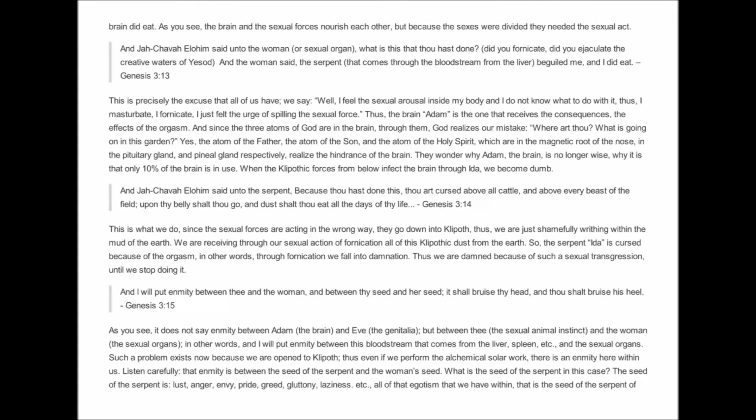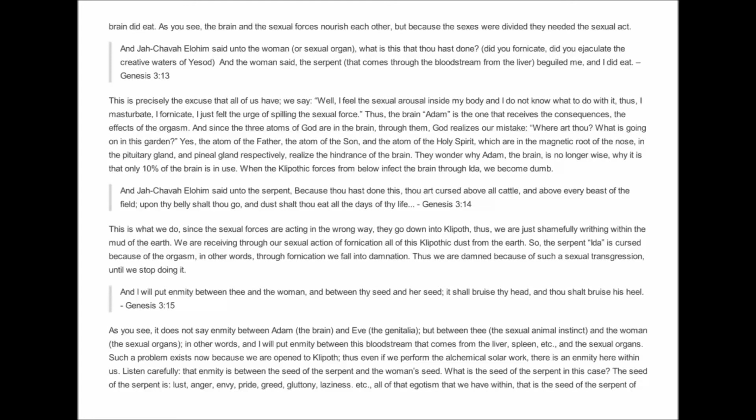What's going on in this garden? The atom of the Holy Spirit, the atom of the Father, and the atom of the Son, which are in the pituitary gland and the pineal gland and in the magnetic center of the root of the nose, in the brain, realizes that, and that's why it says, Adam, what's going on with you in the brain? You are no longer wise. And says, well, the sexual force down there, my sexual organs, somehow throw me something from below, and I'm dumb. I'm afraid. And then goes into the sexual organ.